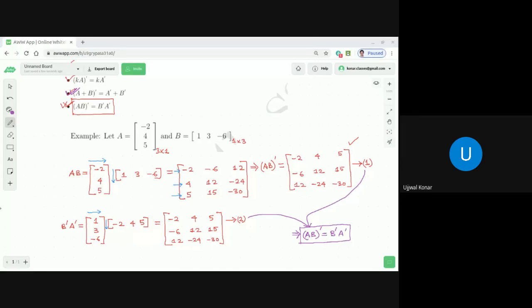Okay, you understood. Now, dear students, we are going to learn something called symmetric and skew-symmetric matrices. Very important, and we'll see some properties of it, and we'll establish one important rule.